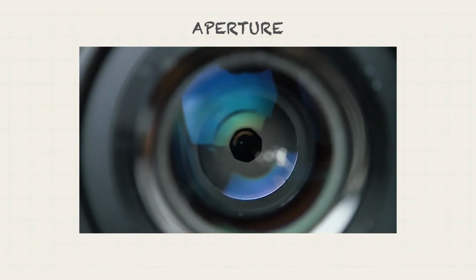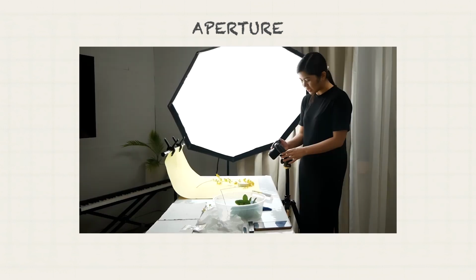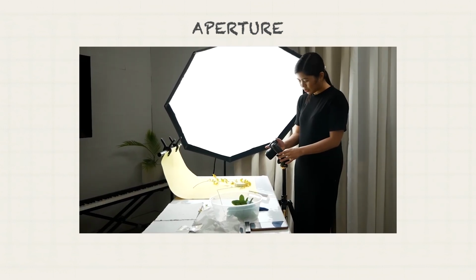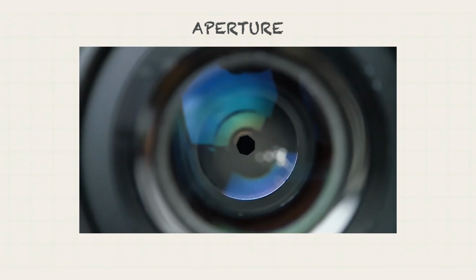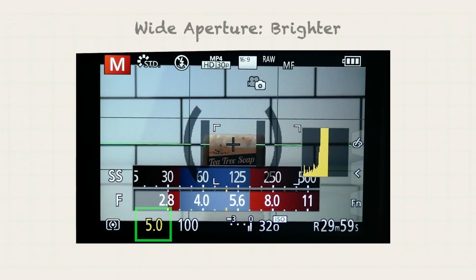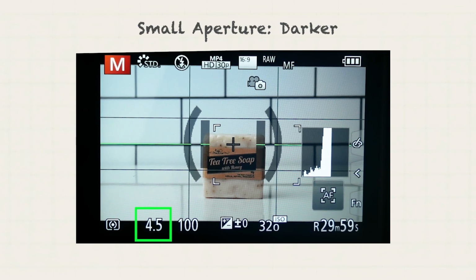In human anatomy analogy, aperture is like the pupil in a human eye. It's the hole in the lens that permits light to enter through to reach the camera's sensor. The aperture can be opened up wide to let in more light into the camera, giving you a brighter exposure, or made to be smaller to create a darker exposure.